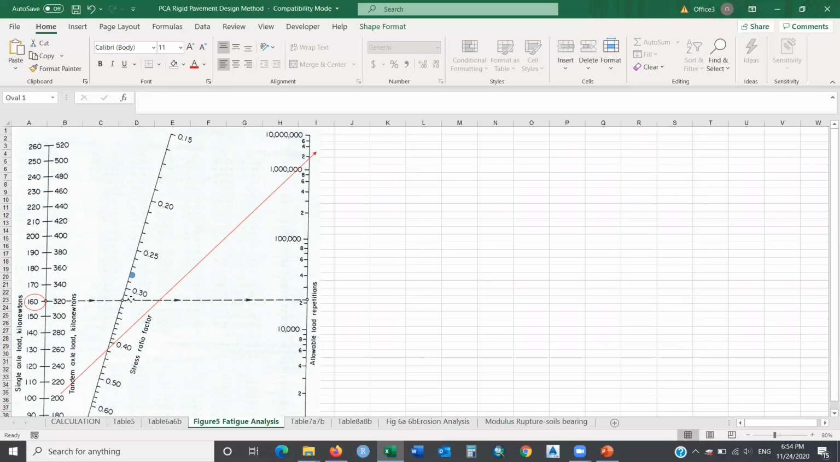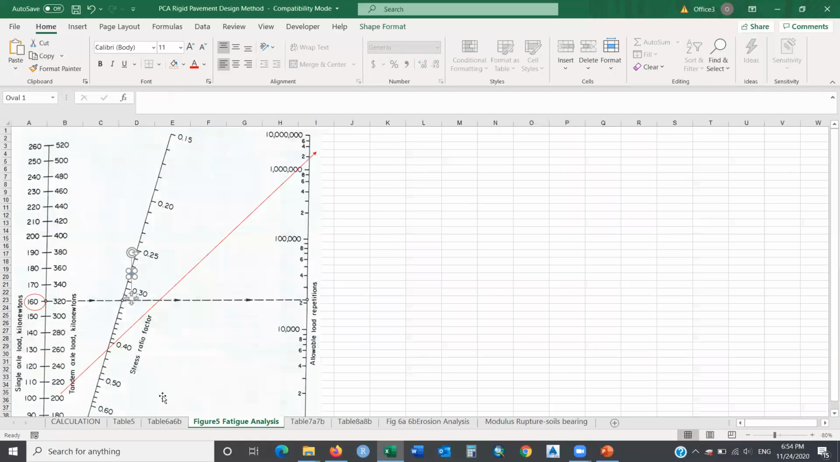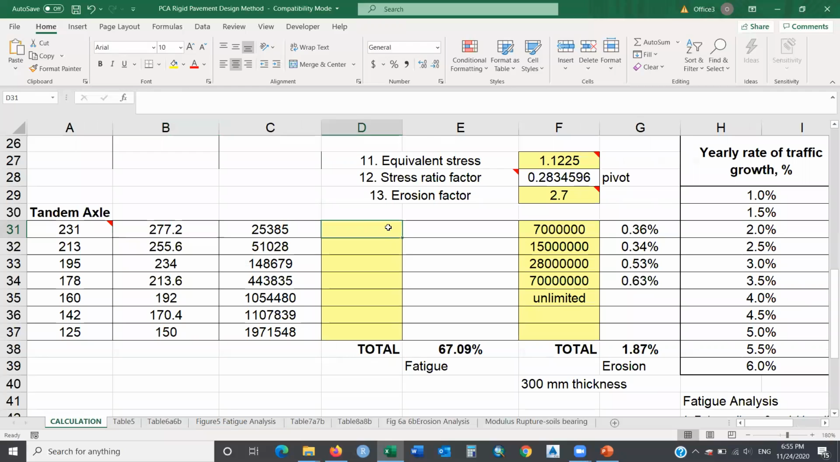0.28, I said, right? 0.28. So I go with the first one, 277. $5 million, maybe a little less, 4.5. $255.